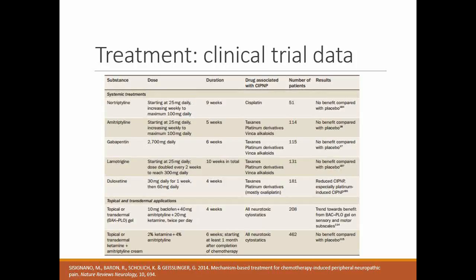So only a couple of slides left. This is taken from a review of mechanism-based treatments for painful CIPN. If I just highlight the end column, you can see that there's no real benefit to any of these apart from a couple. The first 2, nortriptyline and amitriptyline, TCAs, gabapentin, a calcium channel blocker, and lamotrigine, a sodium channel blocker, show no benefit compared to placebo. Whereas when we come to duloxetine, this has surprisingly shown a reasonable reduction in painful CIPN.